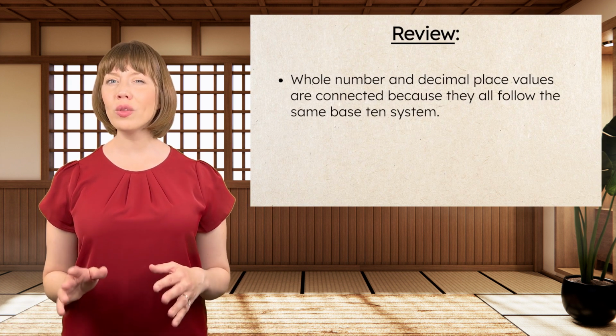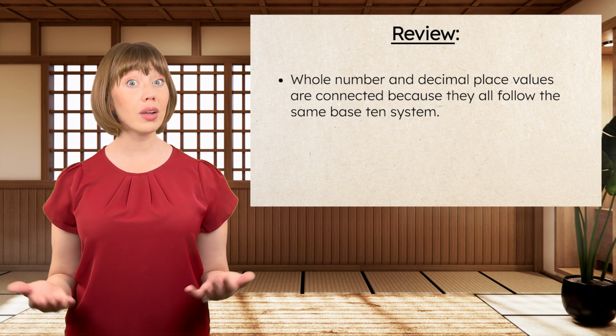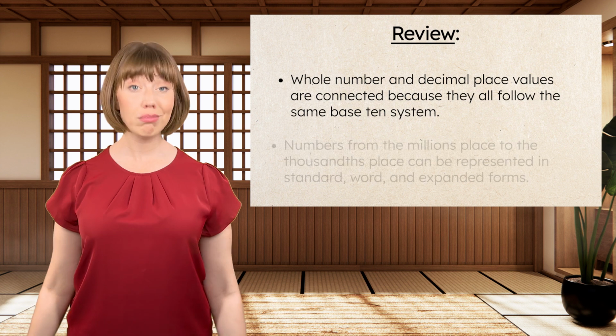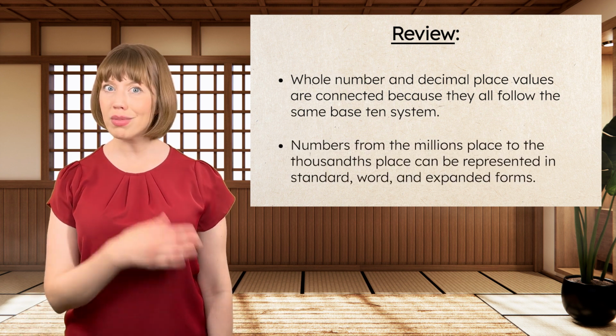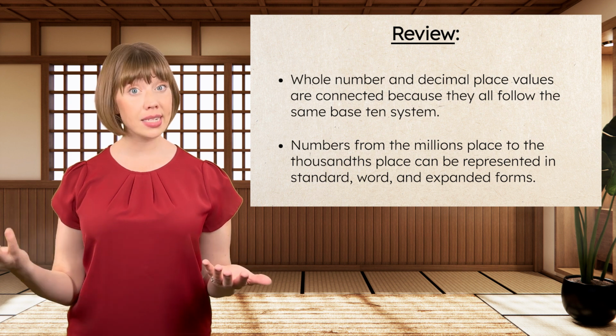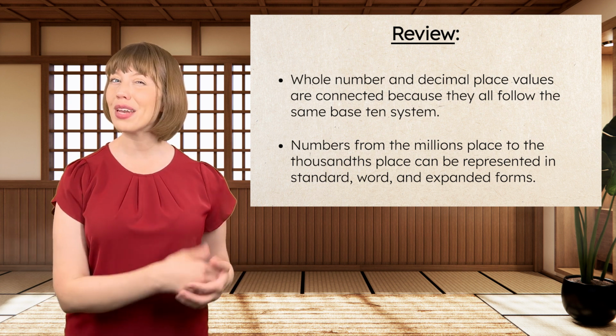Awesome work, Math Masters! You solved another Math Mastery Dojo challenge. So, what have we learned today? We learned that whole number and decimal place values are connected because they all follow the same base 10 system. And we know that numbers from the millions place to the thousandths place can be represented in standard, word, and expanded forms. You've earned the whole number place value badge, but your training isn't over just yet.